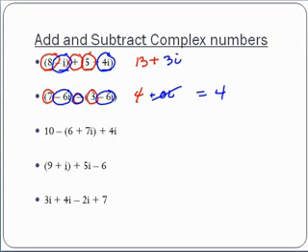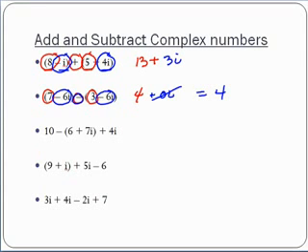Remember from the last talk, when we were looking at some of the definitions on the last page, we said that this would be considered a complex number, but it's not pure imaginary because there's not an imaginary part there.